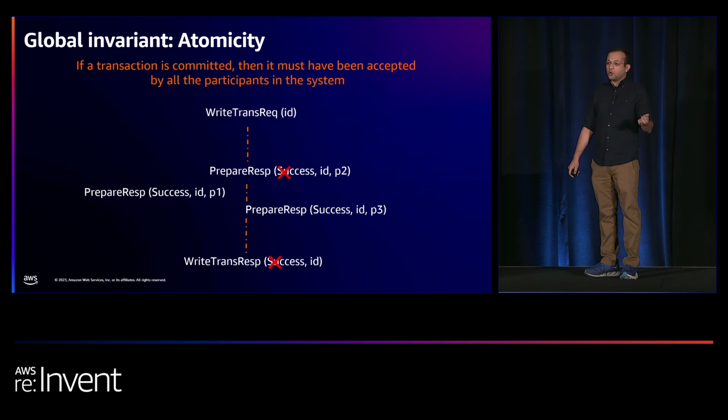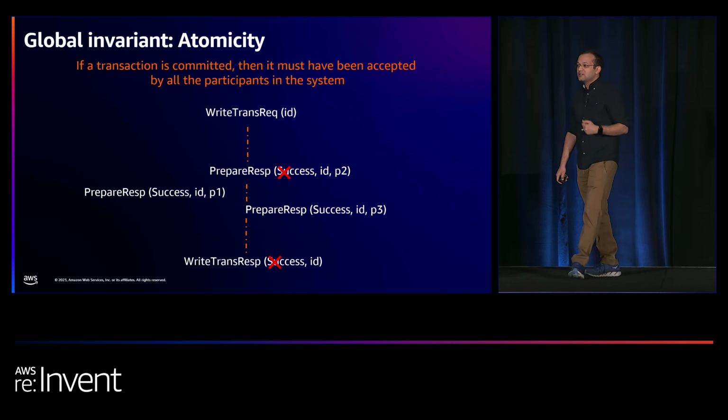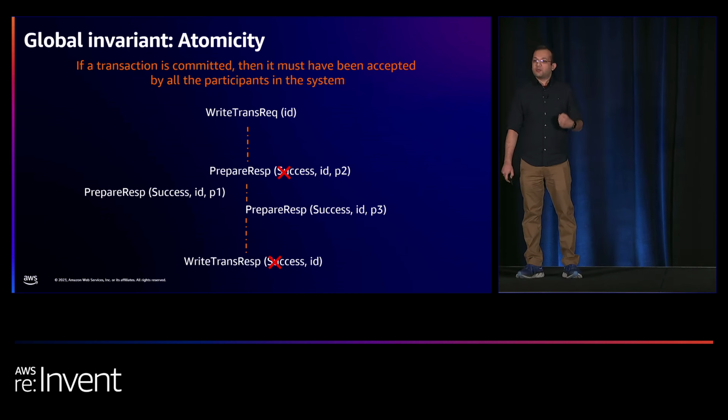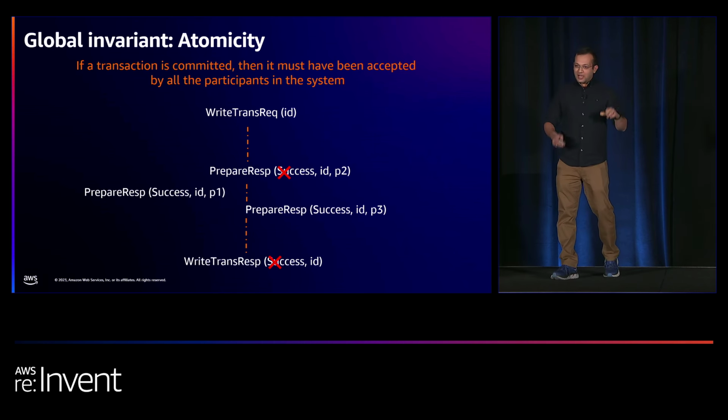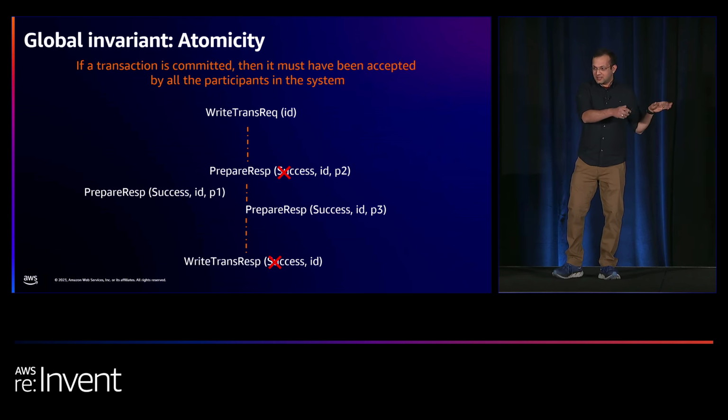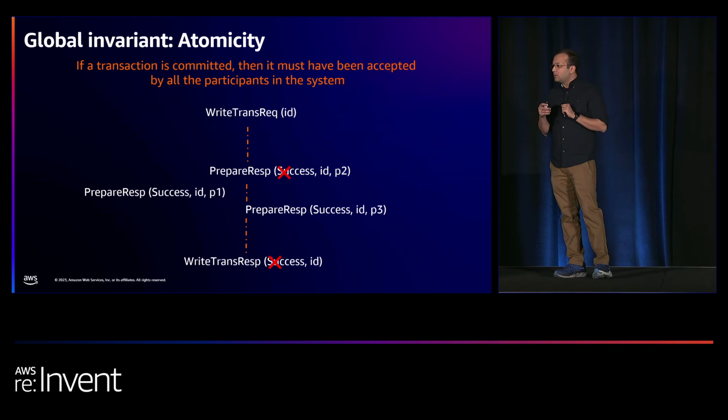And this is one of the global invariants that you would want your two-phase commit protocol to always satisfy for atomicity, okay? So now you know how to think about your system's design as state machines, how to think about global invariants.